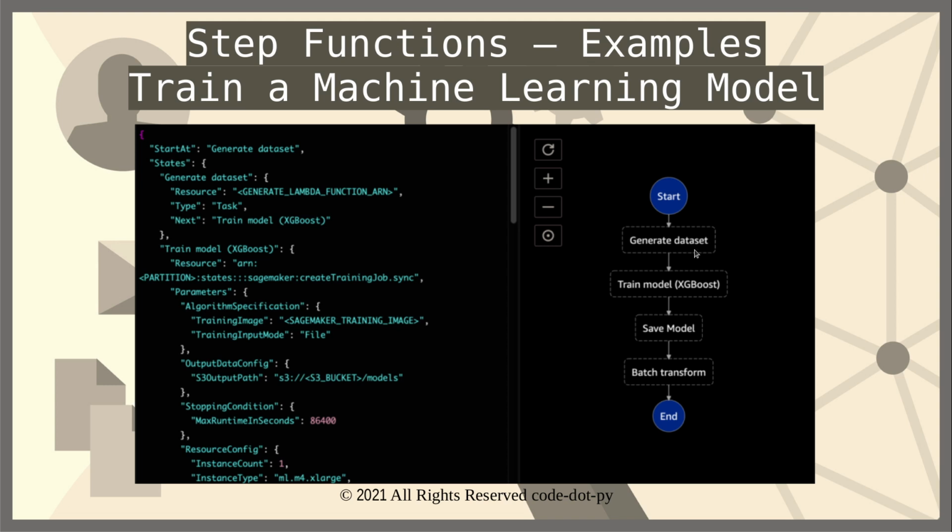Let's say we have a Lambda function which generates the data set. Then the second step is training the model using the AWS SageMaker service. Then we save the model into an S3 location, and then we use AWS Batch to perform transformations and process the data. So this could be the overall training flow for any machine learning model. This is one example of how Step Functions can be used.